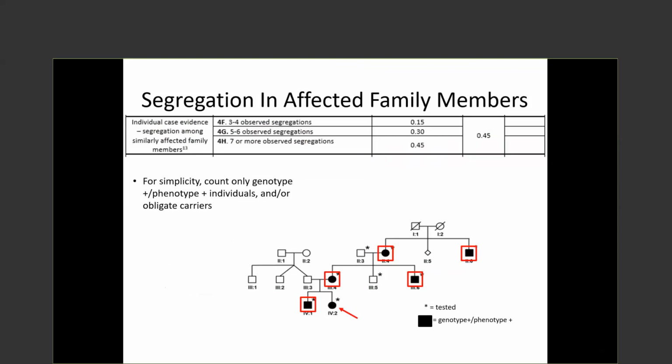So we recommend a conservative approach, and one that's consistent with the gene curation approach, if you're familiar with that, with at least 3 documented segregations among affected individuals in order to award points in this scenario. And we do also have the same recommendation of only counting individuals that are both genotype and phenotype positive, or individuals that are obligate carriers by virtue of their position in the pedigree.